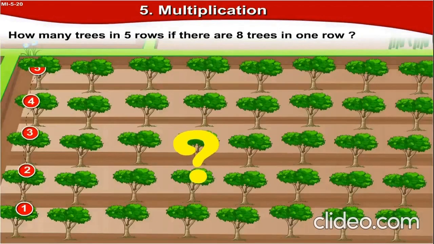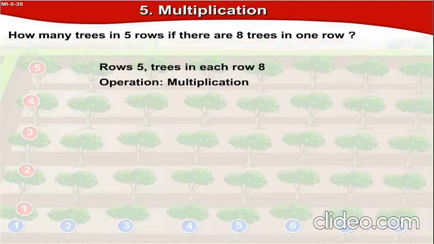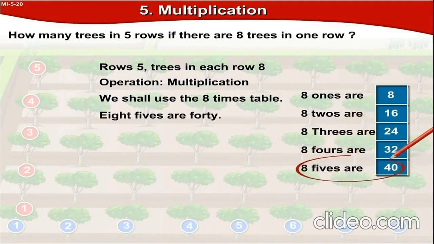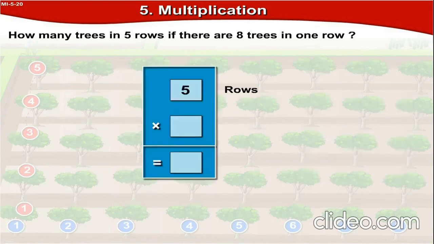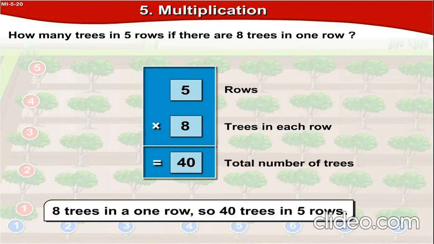How many trees in 5 rows if there are 8 trees in one row? Rows 5. Trees in each row 8. The operation is multiplication. We shall use the 8 times table. 8 fives are 40, which means the total trees is equal to 40, as 5 rows multiplied by 8 trees in each row is equal to 40, that is the total number of trees.